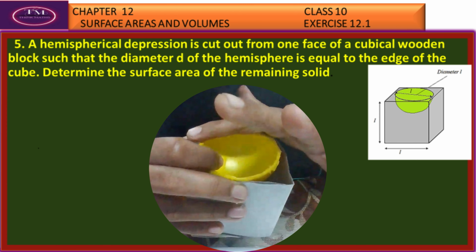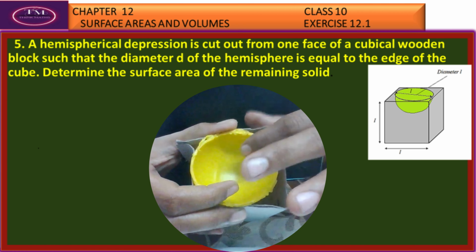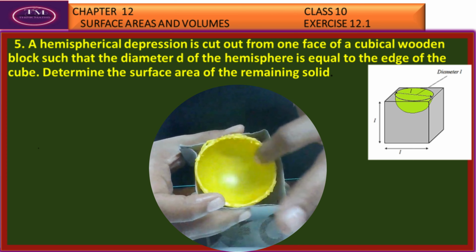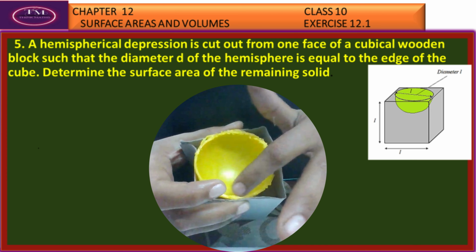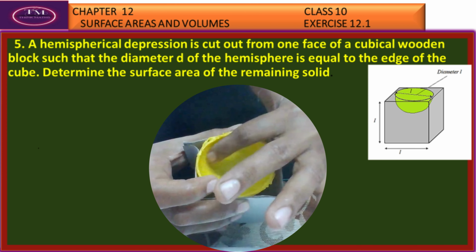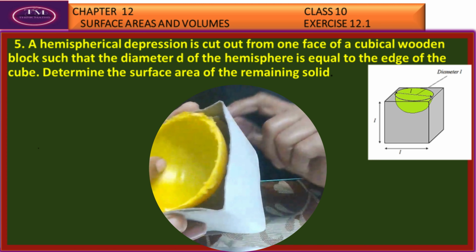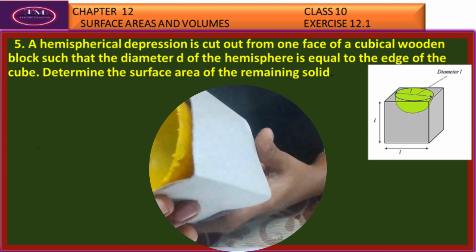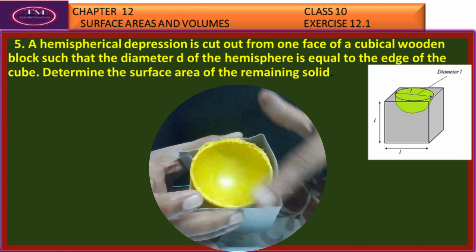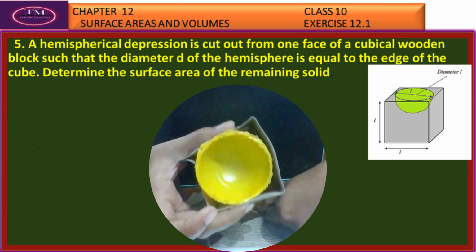So in this surface area of the cube, this base area which will be in the shape of a square will be included. But in this square, what happens? This portion is cut out. So this base area of the hemisphere is cut out. So we have to include the inner surface area of the hemisphere and take out the base area of the hemisphere. So as in the previous problem, it is nothing but surface area of the cube plus curved surface area of the hemisphere minus the base area of the hemisphere, which will give the surface area of the remaining solid.